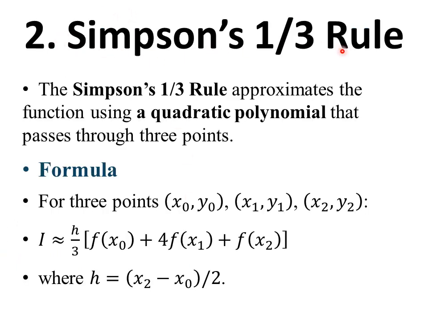Simpson's one-third rule. The Simpson one-third rule approximates the function using a quadratic polynomial that passes through the 3 points. Formula: if 3 points are given, we use this formula, where h equals (x2 minus x0) divided by 2.